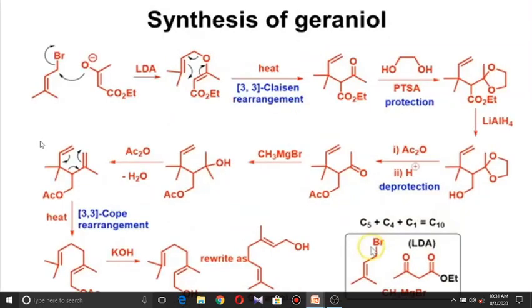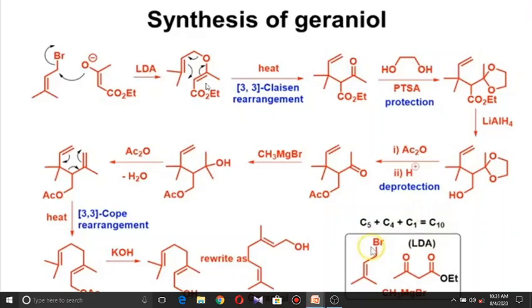Next we come to another synthesis of geraniol. It is from ethyl acetoacetate and allyl bromide. Ethyl acetoacetate gives an enolate ion when treated with LDA, and it then behaves as an oxygen nucleophile. Allyl bromide undergoes nucleophilic substitution with the enolate to give an allyl vinyl ether, as you can see here.